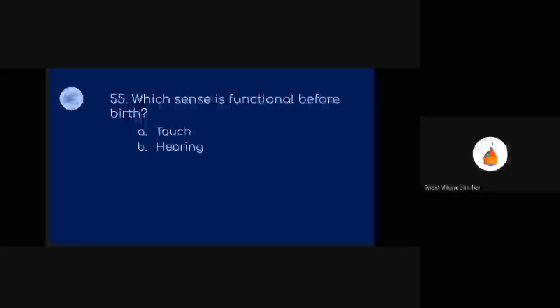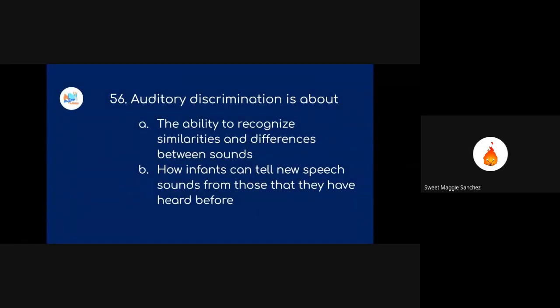Timer stops. Question 56. Auditory discrimination is about, is it A, the ability to recognize similarities and differences between sounds? Or is it B, how infants can tell new speech sounds from those that they have heard before?